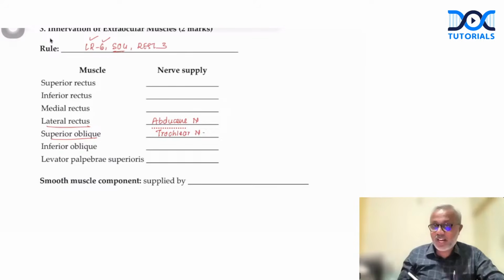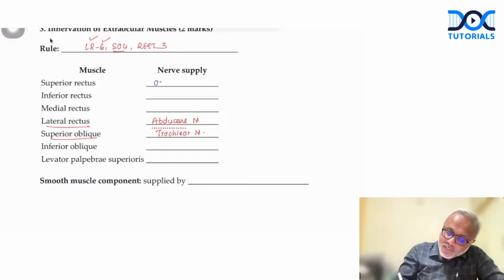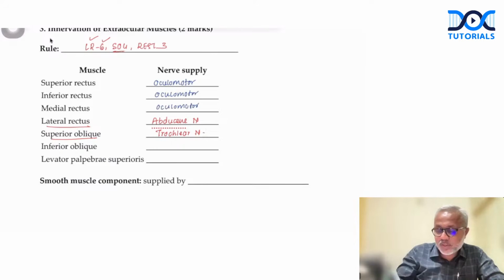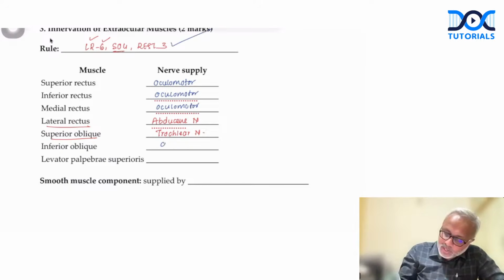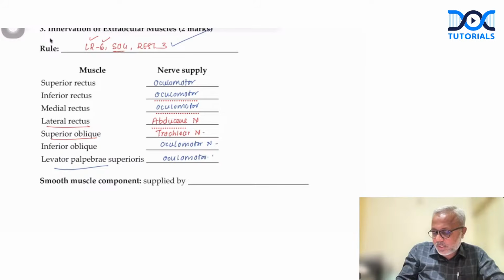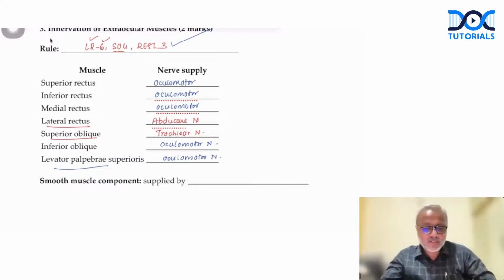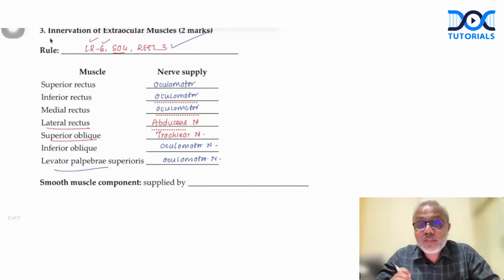Are we clear? Right. What about the other? All others are supplied by the oculomotor nerve, right? Which is the third cranial nerve. Now, there is nothing wrong in writing this mnemonic as well in your exam because it will be easier for you to recall. Then, once you write it, you can summarize the innervation like this. Even levator palpebrae superioris is innervated by the oculomotor nerve. Are we clear? So this is how we must mention about the innervation.